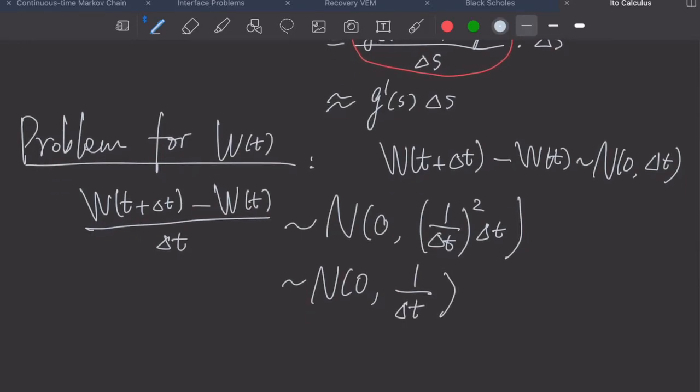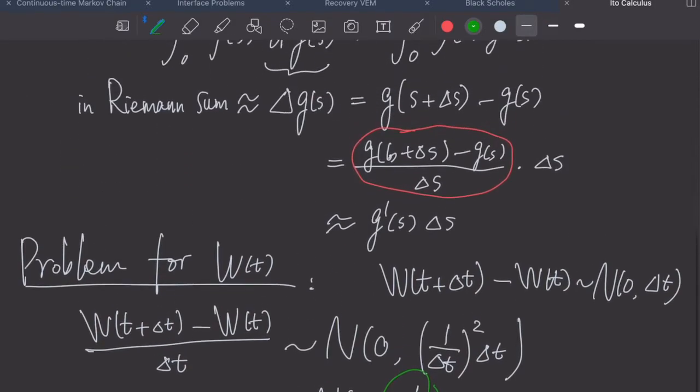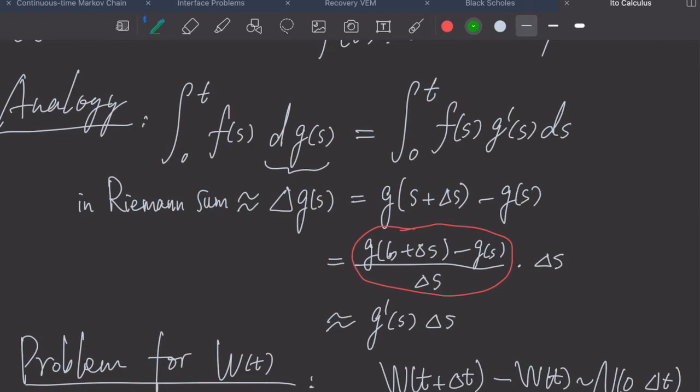And this term is extremely bad, because as delta t goes to 0, this goes to infinity. And this is an infinite variance. And as we can see, in deterministic calculus we take the limit of this term and it becomes this when we take the limit of the Riemann sum.